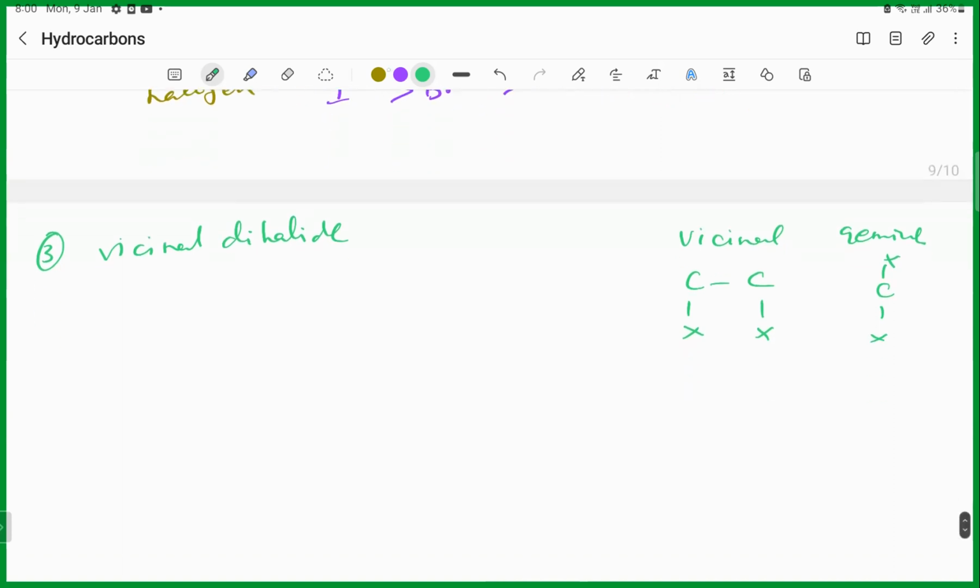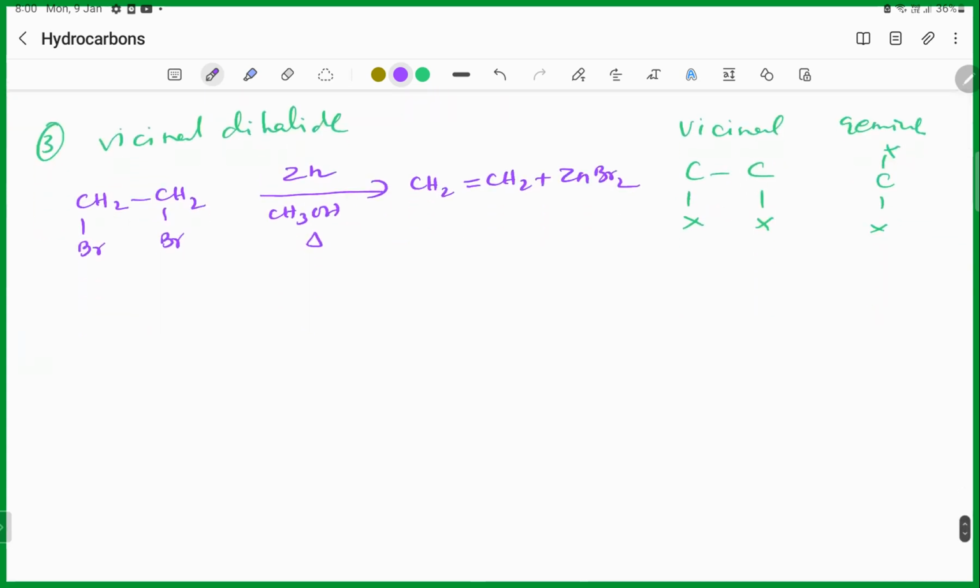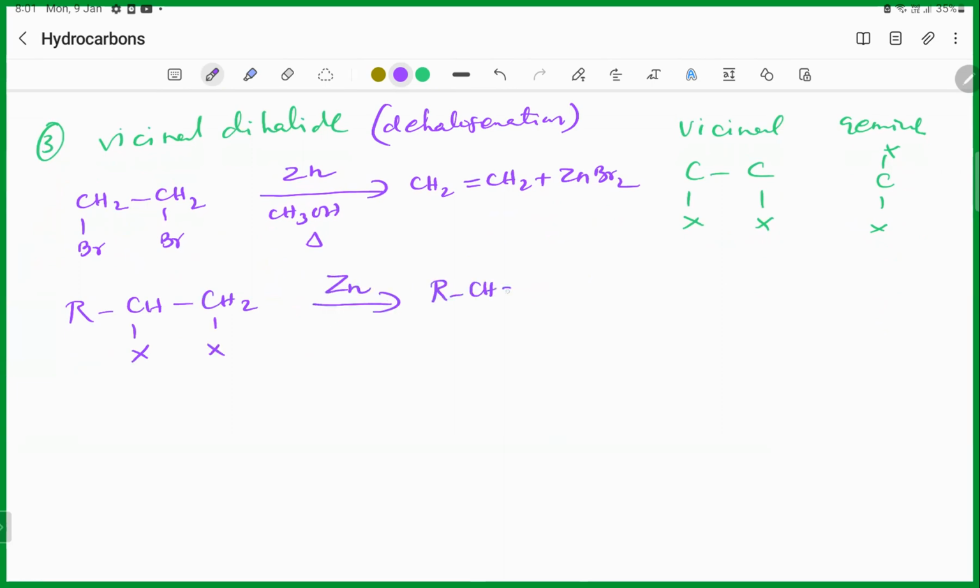Yes, sir. Okay. So when you take CH2Br and CH2Br, a vicinal halide like this, and treat it with zinc and methanol and heat, you get CH2 double bond CH2 plus ZnBr2, an alkene. This is also a dehalogenation reaction. Suppose you have R, CH, X, CH2X. When treated with zinc, you will get RCH double bond CH2 plus ZnX2.